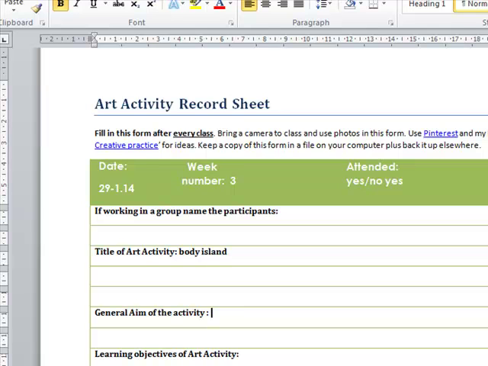Okay. So the general aim of the activity, again, we discussed this in class about what the general activity, the aim of the activity would be. So one of the aims of the Body Island is to work as a group, to create a group art based on that. Okay.